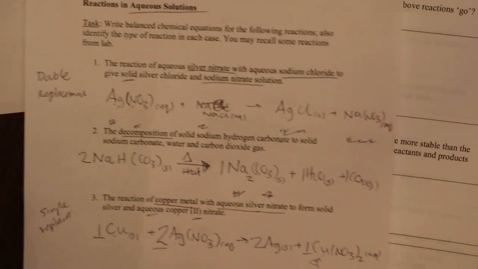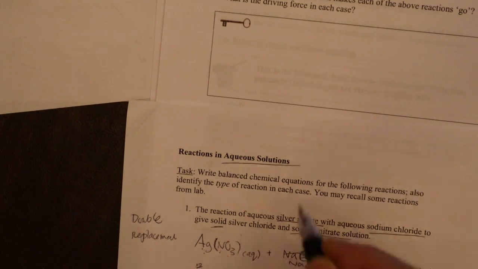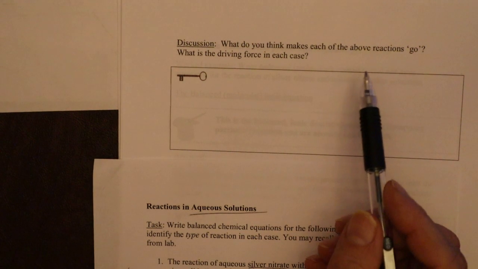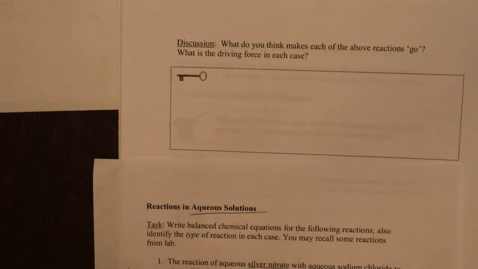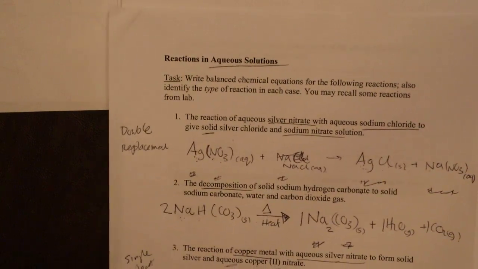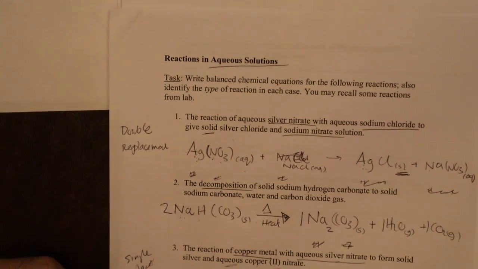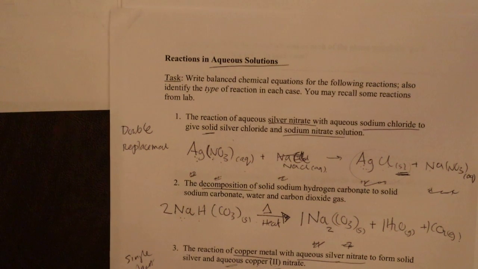But in each of these reactions, let's see it here, the question says, what do you think makes each of those four reactions, quote unquote, go? What's the driving force in each case? So, you know, it's a simple kind of question in chemistry, but kind of a deep question as well. What makes these reactions actually go? In the first one, aqueous reacts with aqueous to make solid and aqueous. Making of a solid. Turns out that solids are very stable. So we made a stable product.